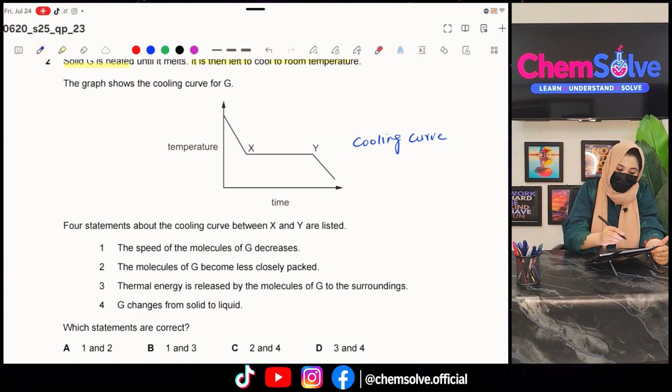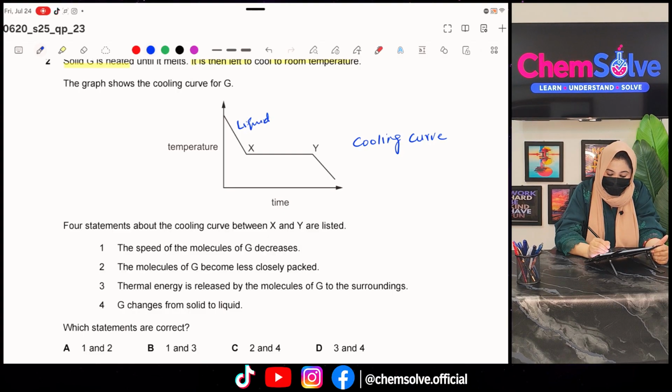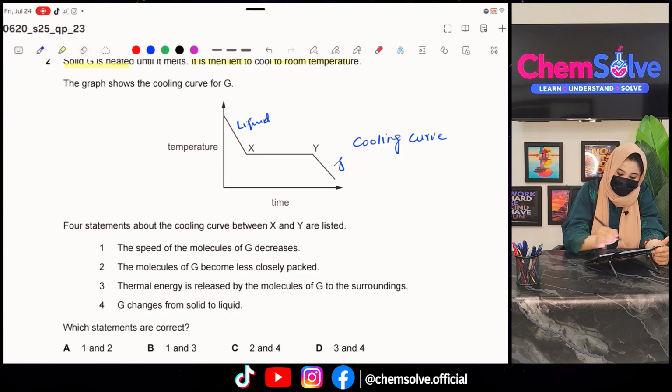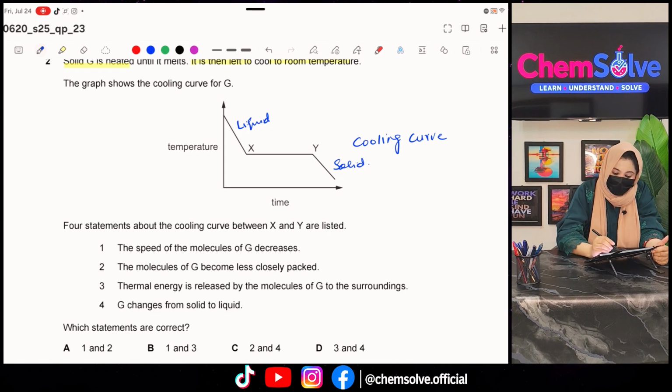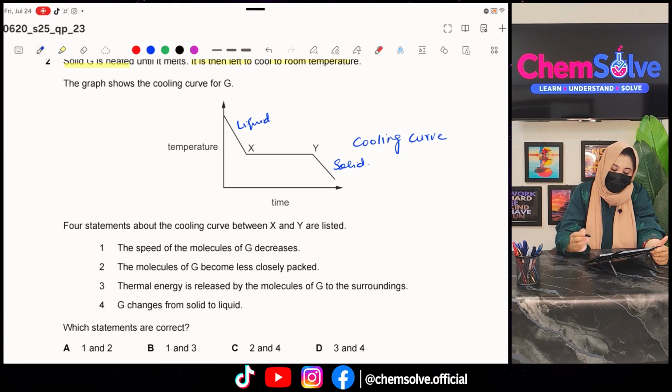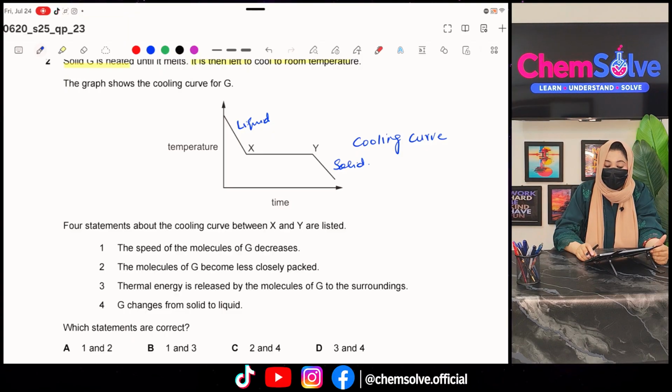So let me label my cooling curve. It would be liquid here and it would be solid here. Okay, in liquid the particles are a bit further away, and in solid they are closely packed. So let's see. The speed of the molecules of G decreases. When the molecules condense and change their state of matter from liquid to solid, they come closer to each other. That's why their speed must decrease. So this statement is correct.